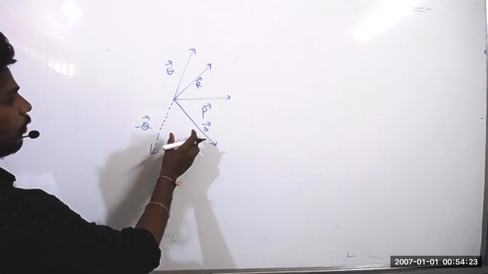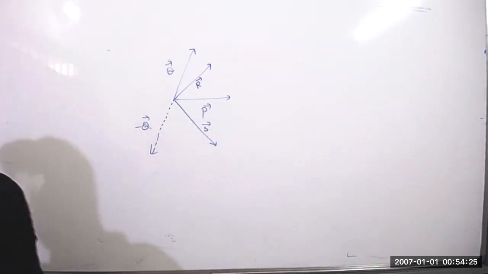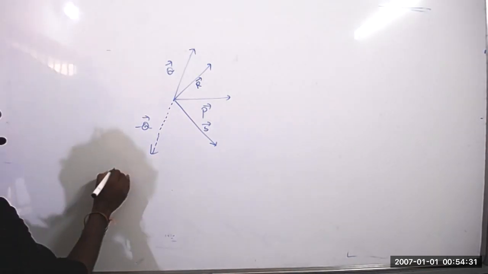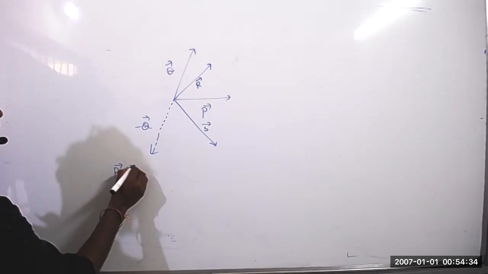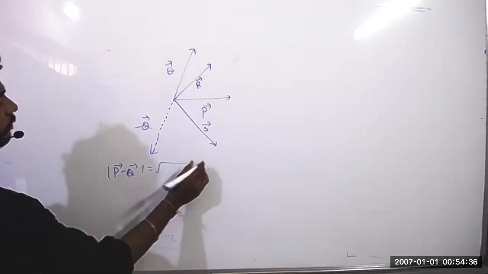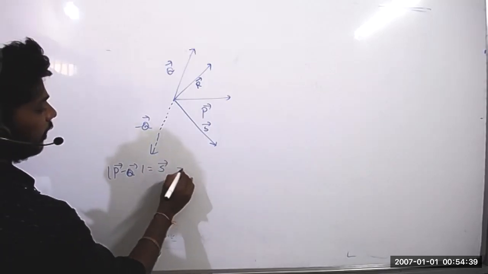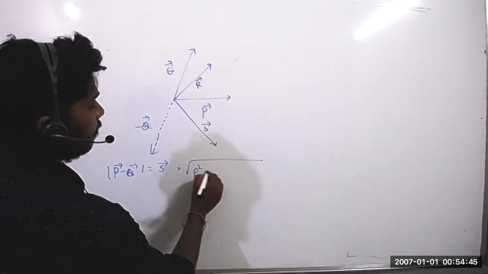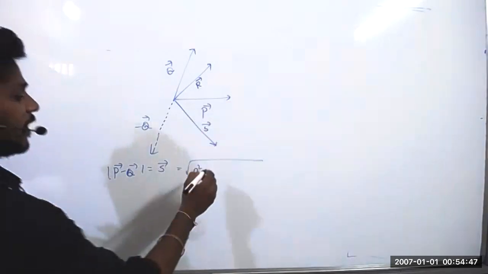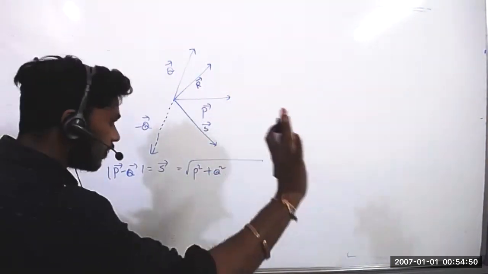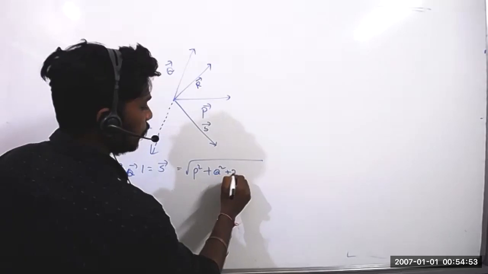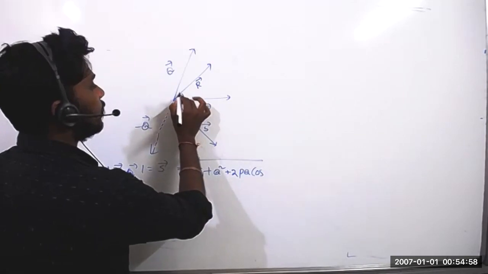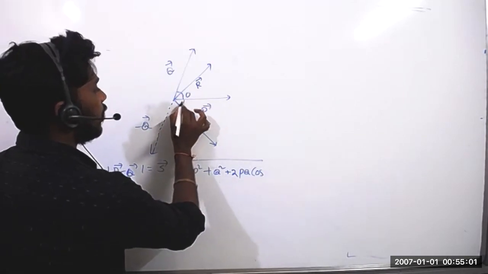Now, what is the resultant that we will get? P bar minus Q bar equal to S bar. S equal to root of P square plus Q square minus 2 PQ cos theta. If you take it as theta, it will become how much?